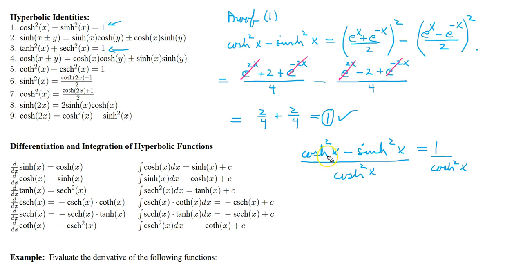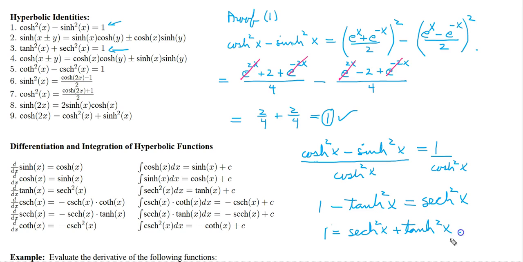And so what we end up with here is breaking this fraction apart. We get cosh squared over cosh squared. That's going to be 1. sinh squared over cosh squared. That's going to be the hyperbolic tangent squared. And over here, 1 over cosh squared is the hyperbolic secant squared. And then just moving the tangent over to the other side, we get this, which is exactly what we wanted to prove.